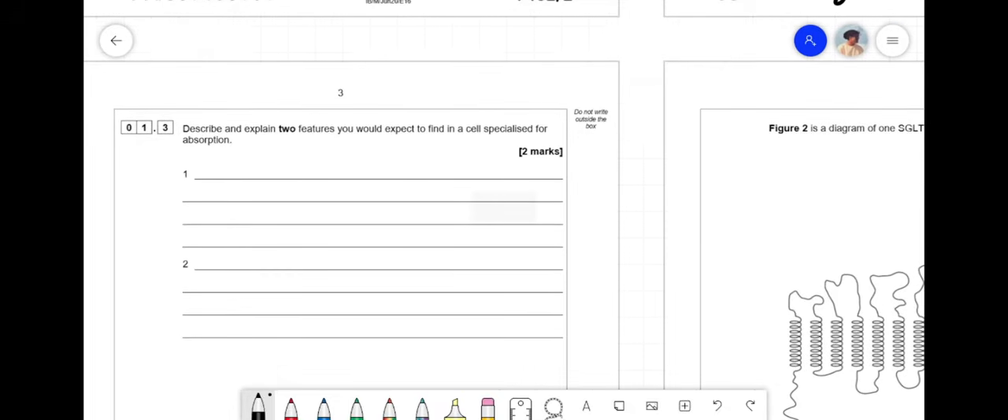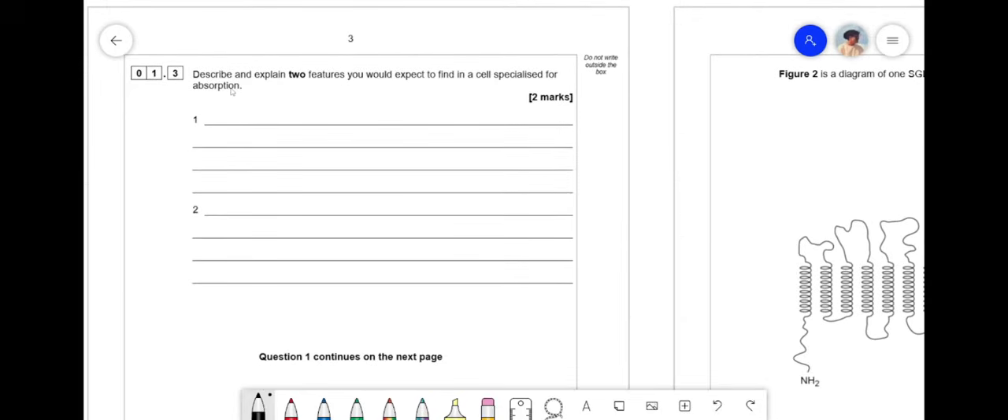Next, describe and explain two features you'd expect to find in a cell specialized for absorption. So the thing that people slip up on here is that they say the feature and then they don't explain. So describing is saying what the actual feature is. Explaining is why this is good.